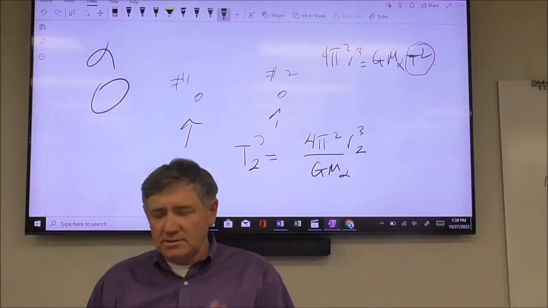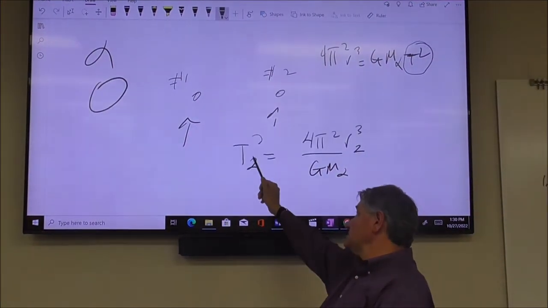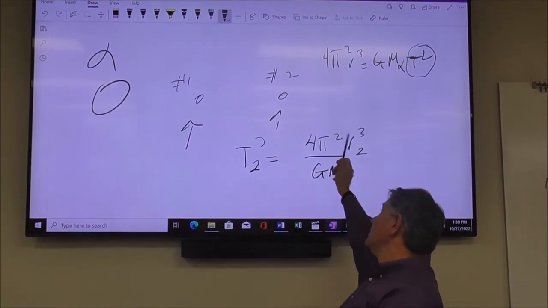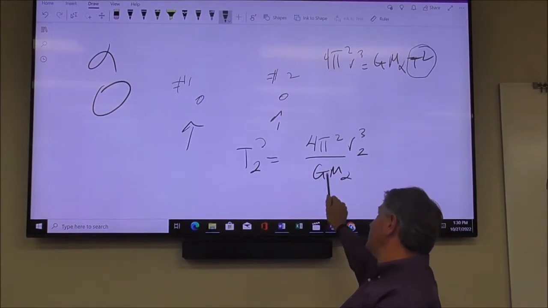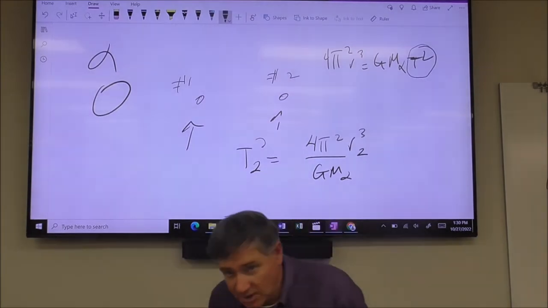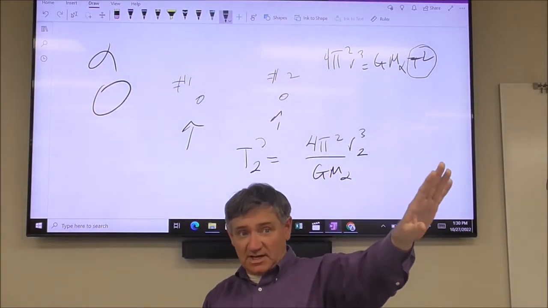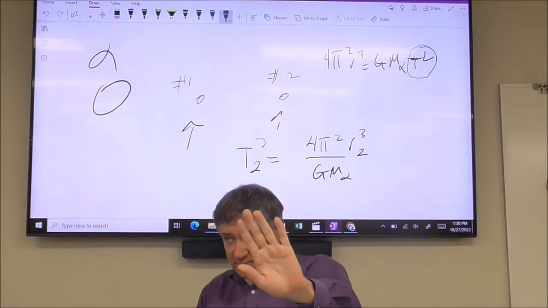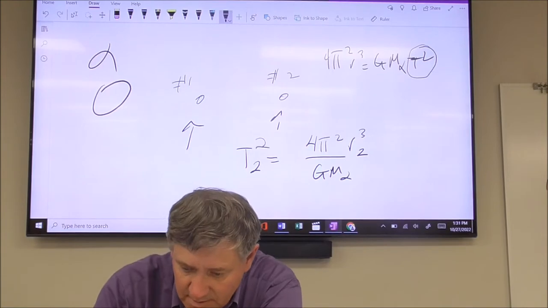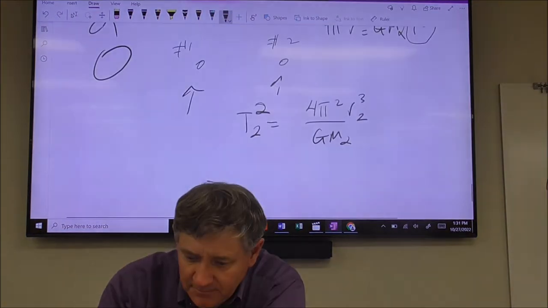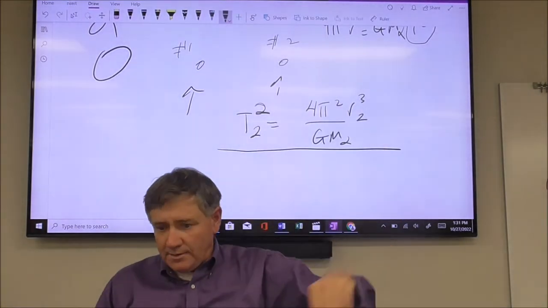Okay, so all I did was solve for this: the period of planet 2 squared is going to equal 4 pi squared r cubed over big G times the mass of Alpha. Okay, all I did was solve for period. I'm not going to do the square root, and you'll see why in just a second. Okay? Everybody cool with this? Now, we're going to work this, that squared, as a ratio. Now, I'm going to compare that to the period of planet 1.